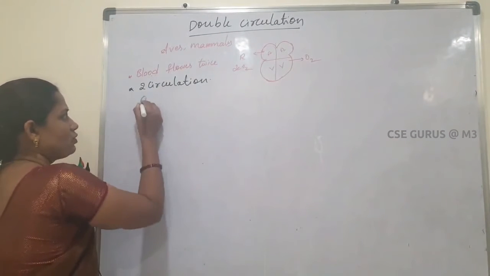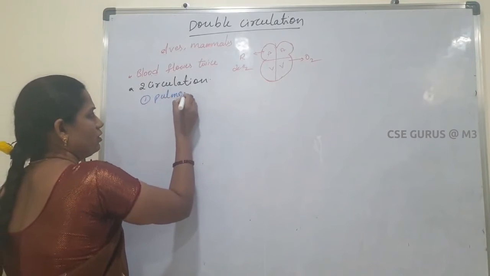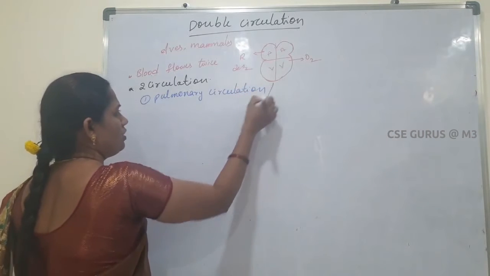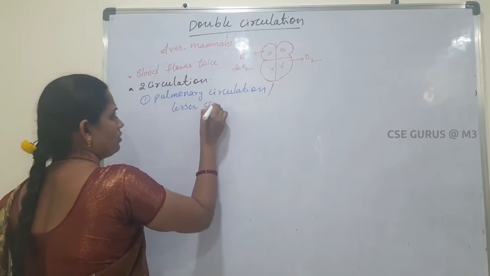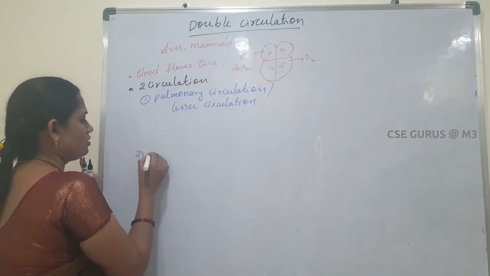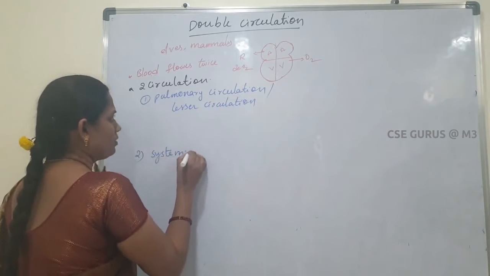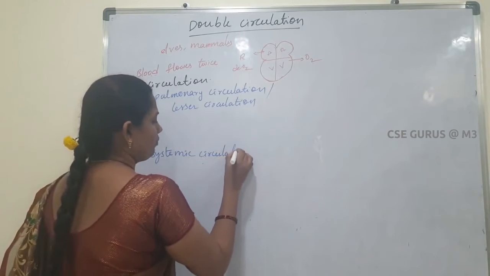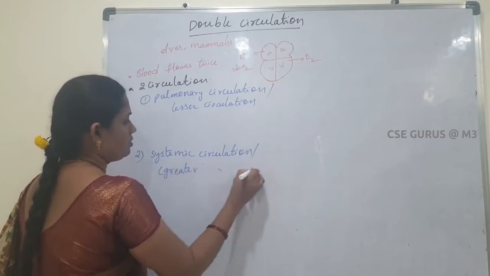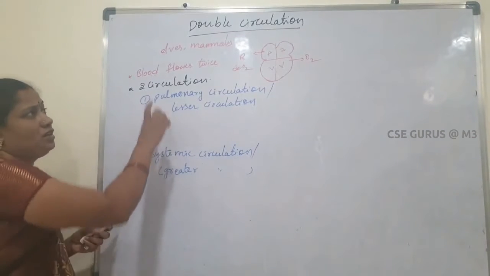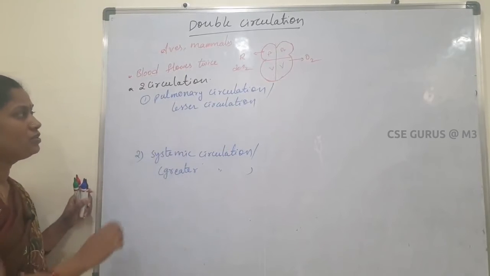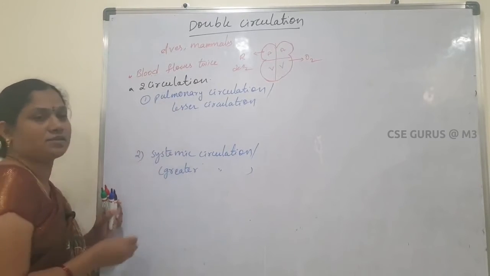They are, first one, pulmonary circulation, which is also called lesser circulation. Second one is systemic circulation, or greater circulation. So two circulations are present in the heart, and that is why this circulation is also called double circulation. We will see these pulmonary and systemic circulations.